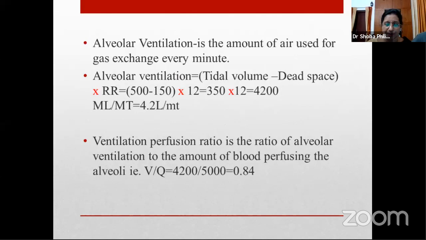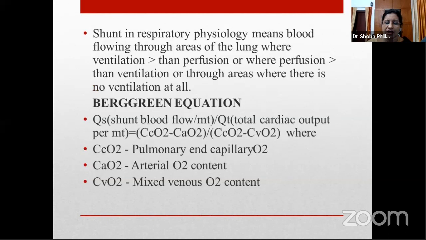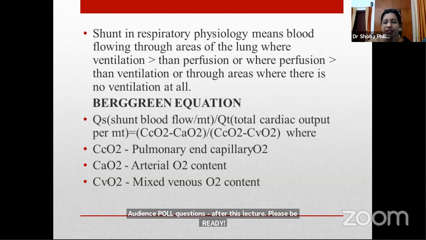What is shunt? It means the blood is flowing through areas of the lung where ventilation is more than perfusion, or where perfusion is more than ventilation, or through areas where there is no ventilation at all.